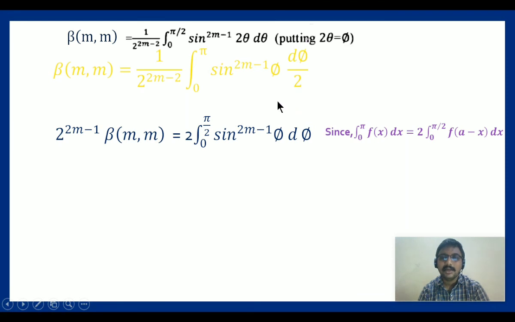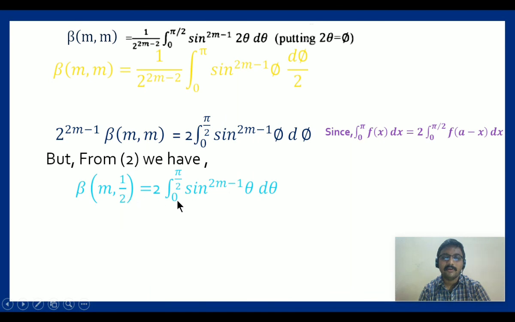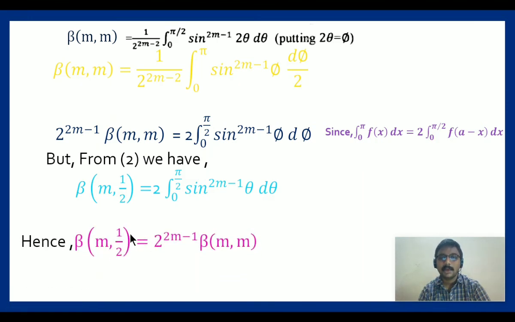Since integral of 0 to pi of f of x dx is 2 into integral of 0 to pi by 2 of f of x dx, this 0 to pi can be written as 2 into 0 to pi by 2. From equation 2 we have beta of m comma half, that is 2 into integral 0 to pi by 2 sine power 2m minus 1 theta d theta. Hence beta of m comma half is 2 power 2m minus 1 into beta of m, m. It is a relation between beta of m comma half and beta of m, m, and it is also known as the duplication formula for beta functions.